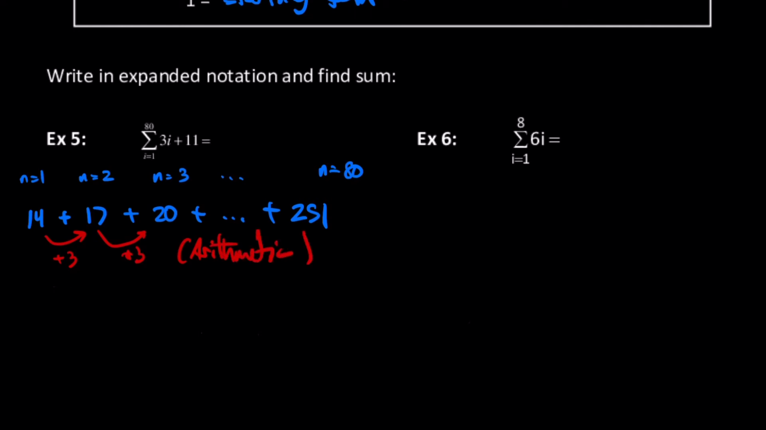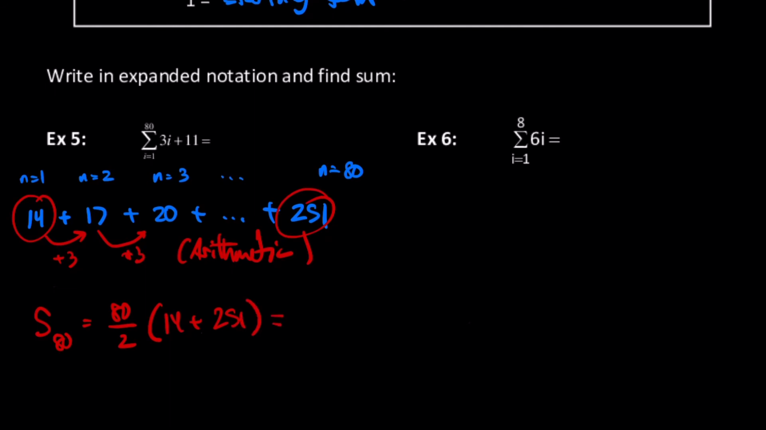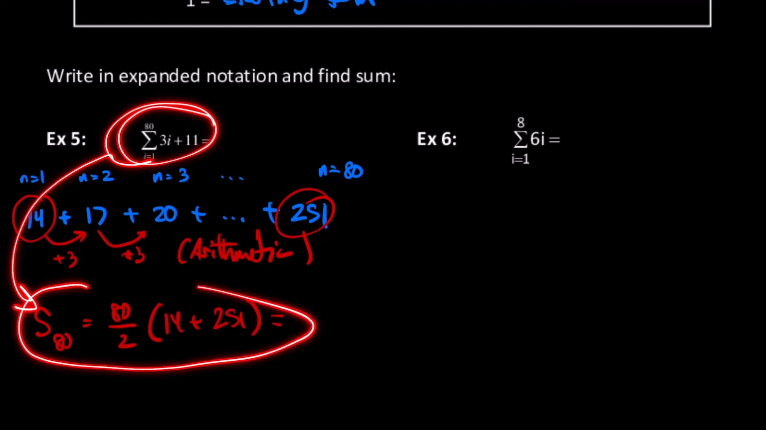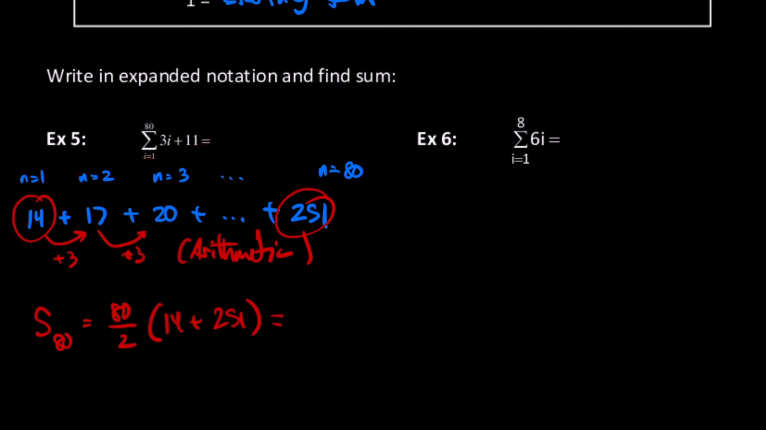And I have a sum formula for arithmetic. S of 80, because there's 80 terms, equals 80 over 2 times the first term plus the last term. So we're applying our summation to our sum formula for an arithmetic series. And then you just have to put that into the calculator. Let's see what I get there. I got 10,600. Okay, let's try another one.